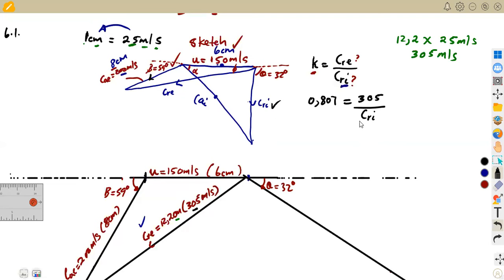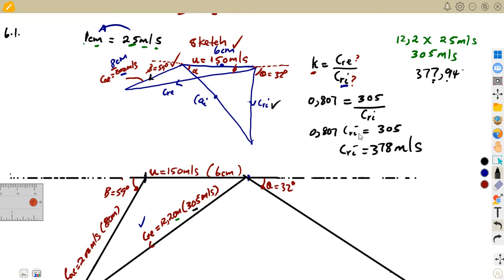So how are we going to calculate our inlet? Cross multiply, that's 0.807 times the inlet is going to be equal to 305. So divide both sides by 0.807. That means our inlet relative velocity is going to be something like 377.94, something like that. But it's best for us to round off to the nearest whole number when dealing with this. So if you round to the nearest whole number, this is going to change to 8. So that will be 378 in meters per second.